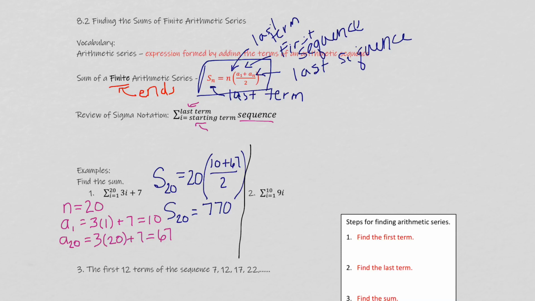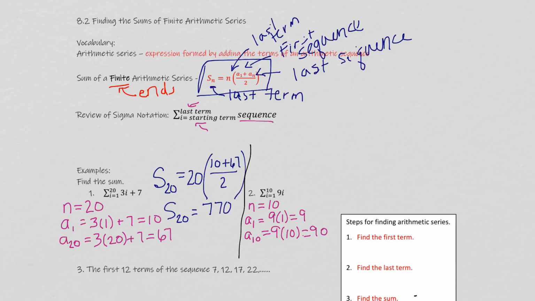Okay, let's look at number 2. Our second one says I have the sigma notation of 1 to 10, and the sequence is 9i. The first thing I know is that I'm going to find the sum of the first 10 terms. I get that again from my ending value. For my a sub 1, I would put 1 in for my i, so 1 times 9. So my first sequence number is 9. Then I have to find the last one I'm going to put together, which would be the 10th term, and that would be 9 times 10, which would be 90.